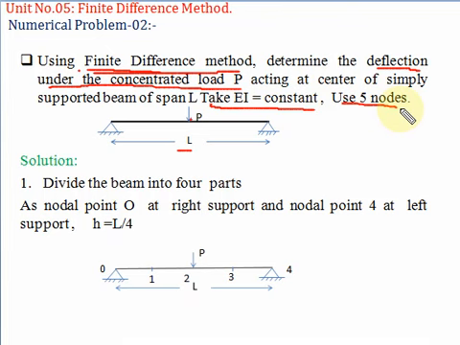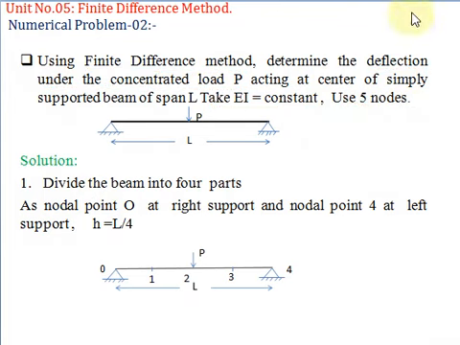Now the first step. What is the first step? The first step is to divide the beam into four parts. So we'll divide the beam into four parts. We'll name this node as 0, then this will be node number 1, then node number 2 under the point load, node number 3 and node number 4. So these are the nodes.